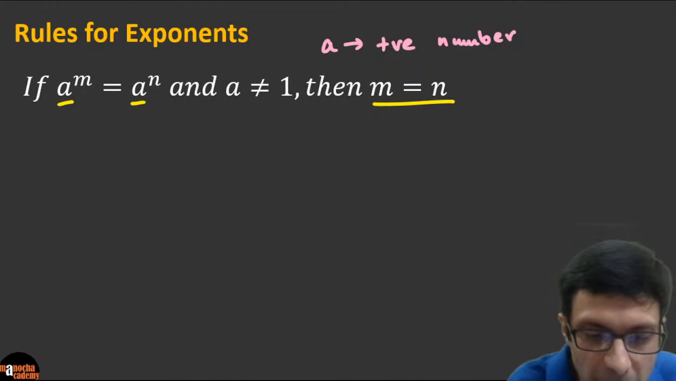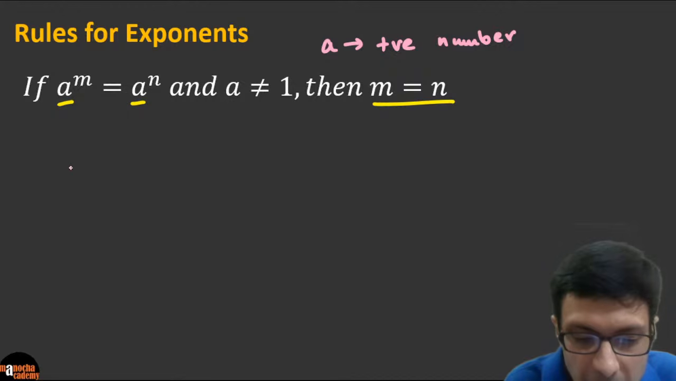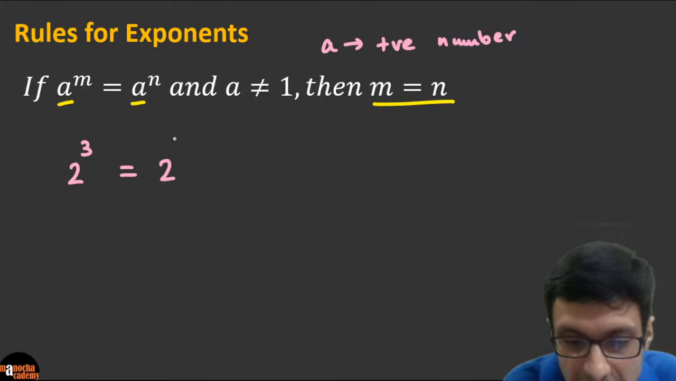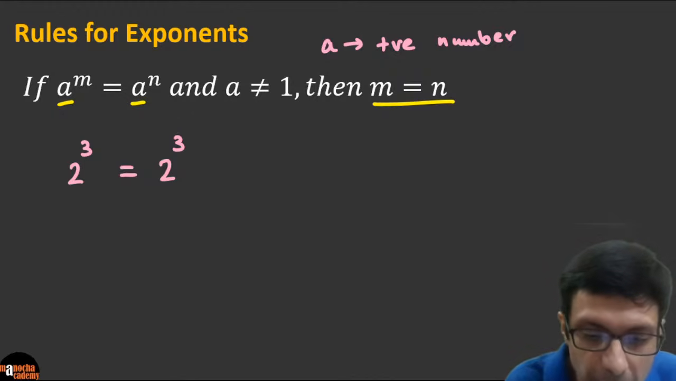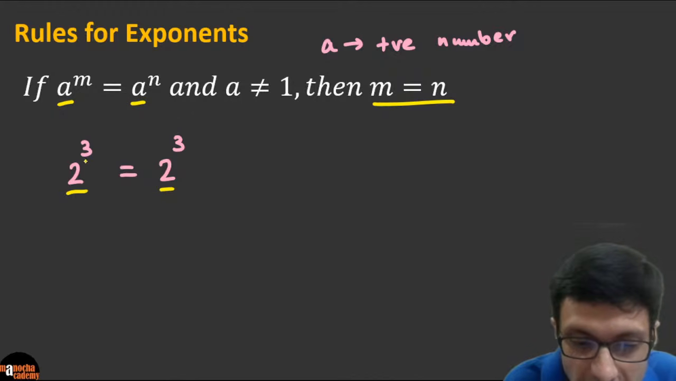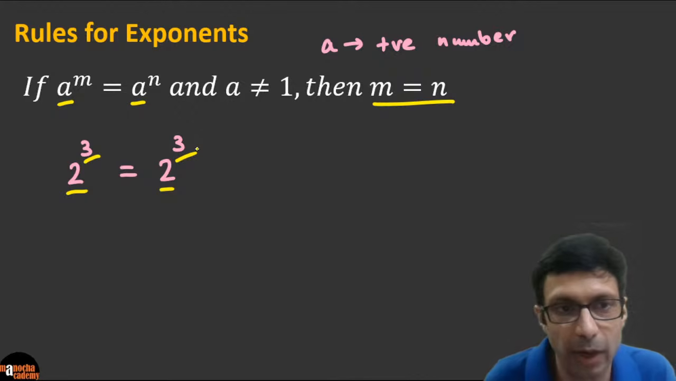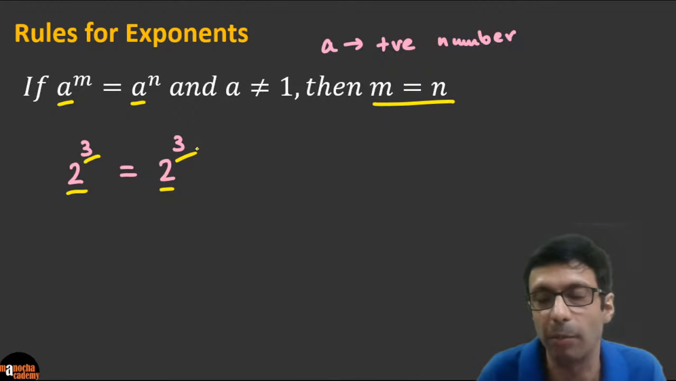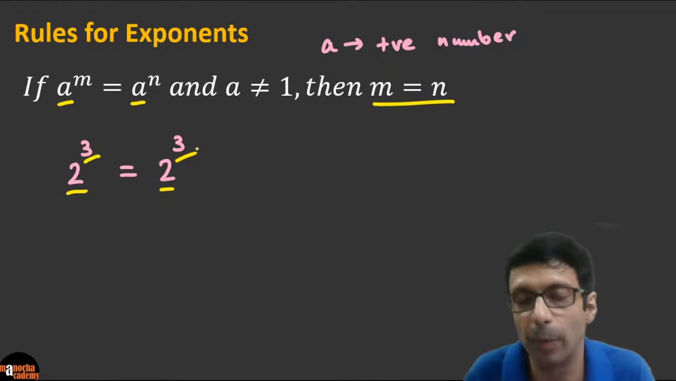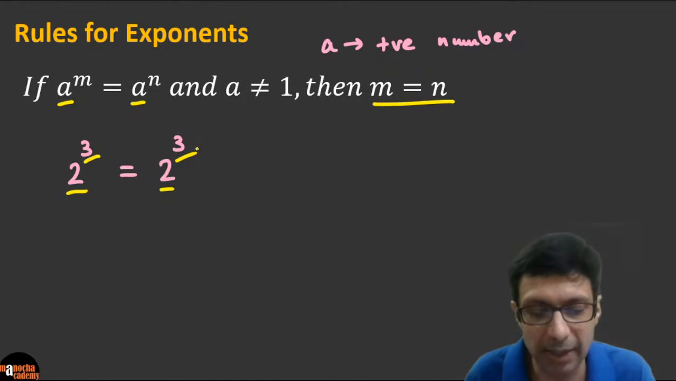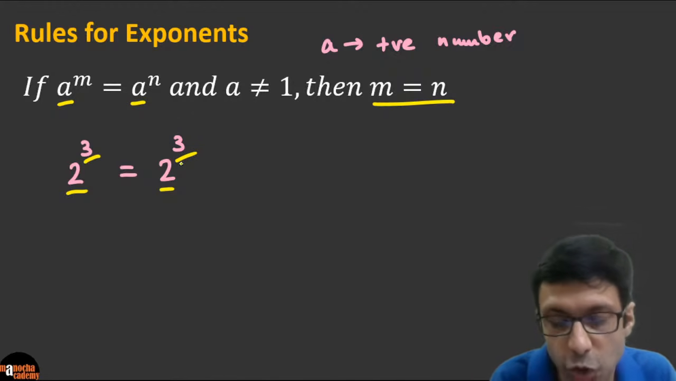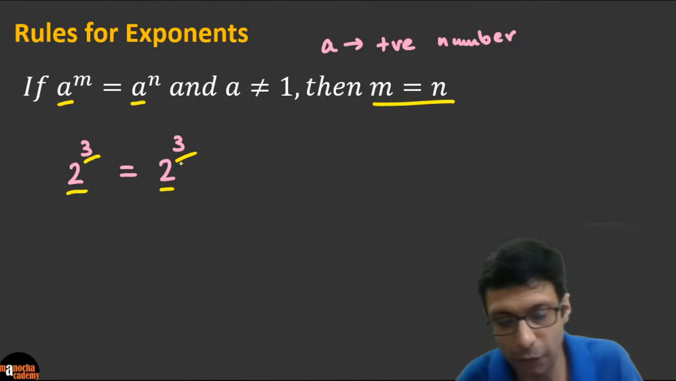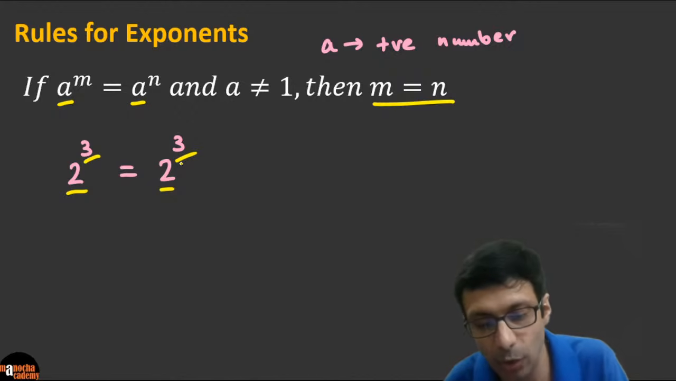So let's take an example. If we have 2 to the power 3, we can say it is equal to 2 to the power 3. Here the base is 2, and the powers have to be equal if the bases are equal. The base a should not be 1, because 1 to the power 5 can be equal to 1 to the power 3 or 1 to the power 7. So if the bases are equal, then the powers are also going to be equal.